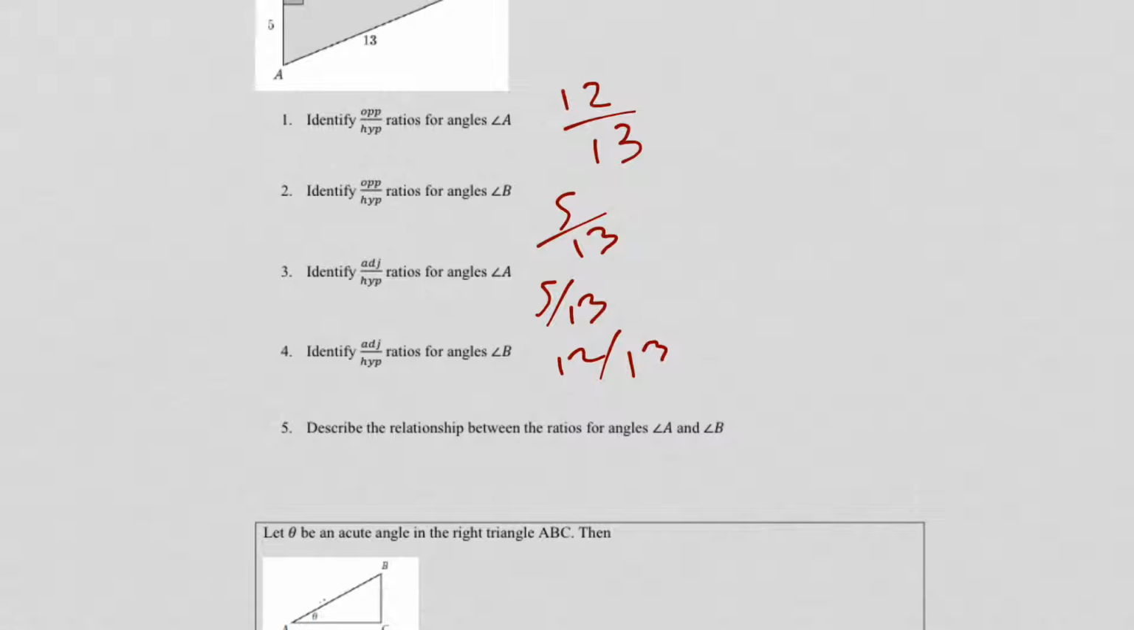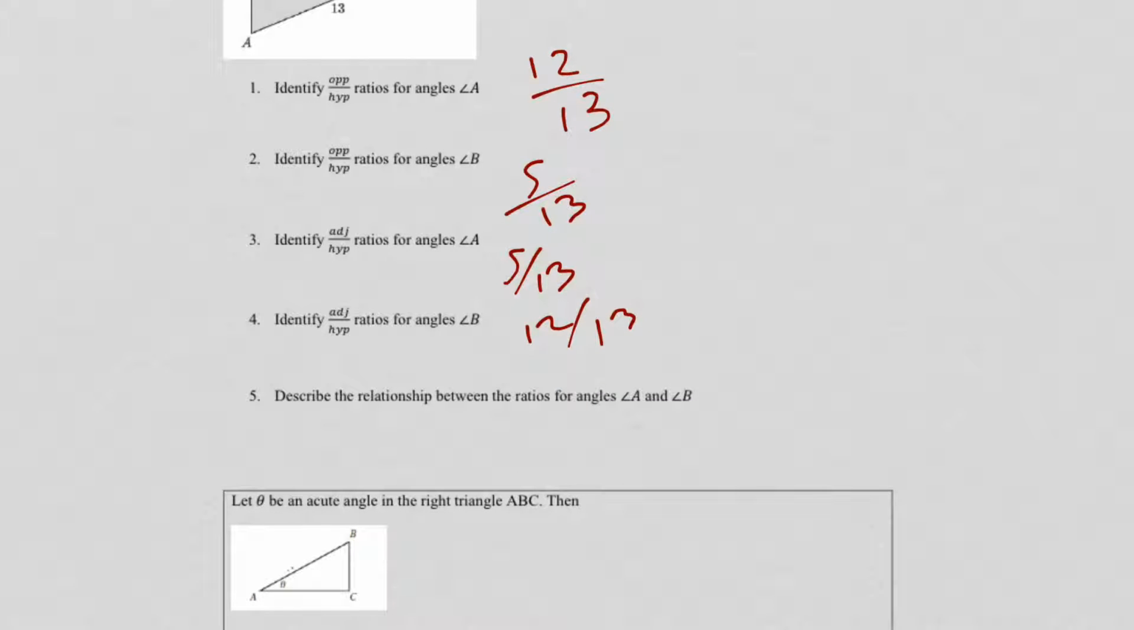For number 5, describe the relationship between the ratios of angle A and angle B. Well, without having to write it down, the ratios here are really clear. These two are equal to each other, and these two are equal to each other, which is going to be a common pattern we're going to see here. So you can use that pattern to help you out with some of these problems, but that's generally what I wanted you guys to see.